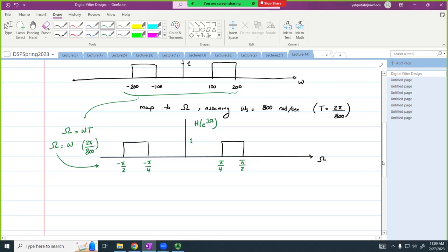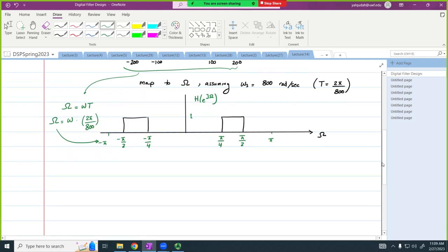Okay, so if I have a filter like this, now keep in mind, this is omega. What does that mean? This pattern is going to repeat. We're just going to put it here from negative pi to pi, but this pattern repeats every 2 pi. Because it's discrete, it's going to repeat every 2 pi.